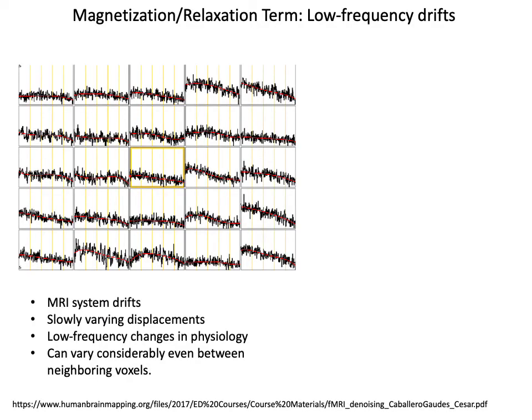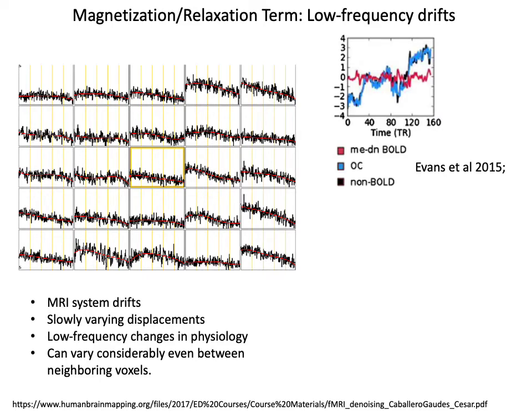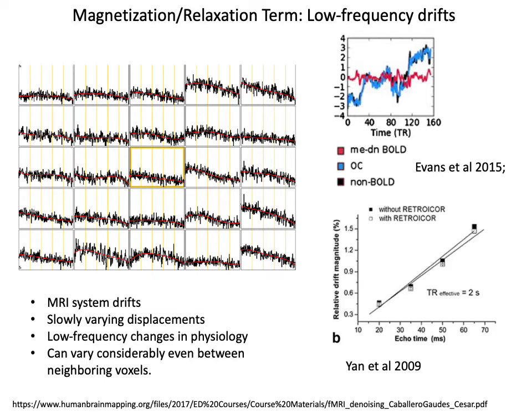Even a casual inspection of fMRI data quickly reveals the widespread presence of low-frequency drifts in the data. The nature of these drifts can vary considerably even between neighboring voxels. Although the mechanisms are not fully understood, potential sources include MRI system drifts, slowly varying displacement of the head, and low-frequency changes in physiology. Using the multi-echo ICA approach, Evans and colleagues were able to provide evidence suggesting that a significant portion of the low-frequency drifts can be attributed to changes in the non-BOLD magnetization term.